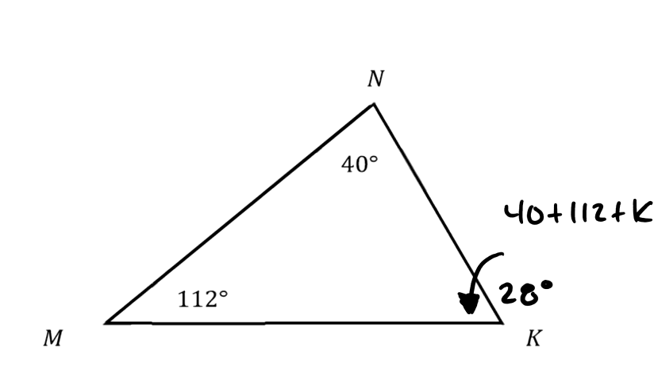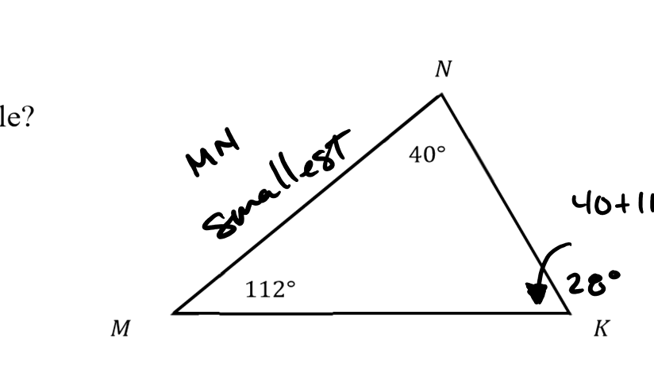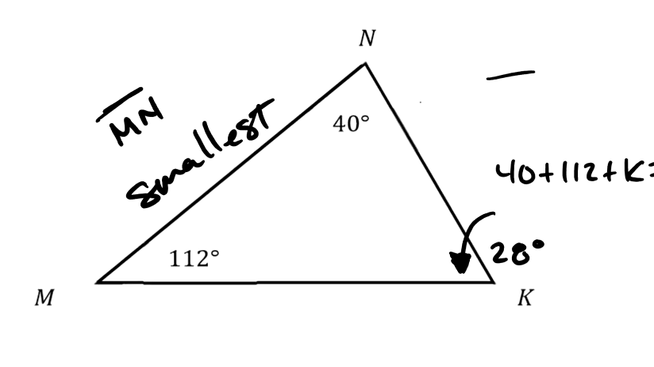Well, the problem cautions us that this drawing is not drawn to scale, and it's really clear it is not drawn to scale because this side would have to be the smallest side. So the smallest side is side MN, or segment MN, and the largest side is the one that's across from the 112. So over here is the largest.